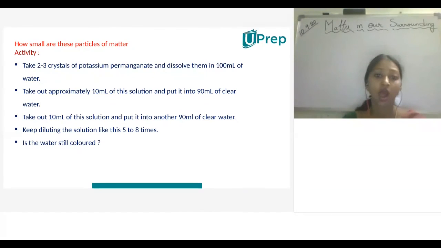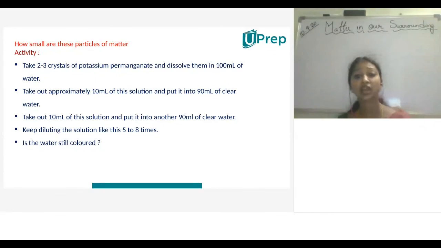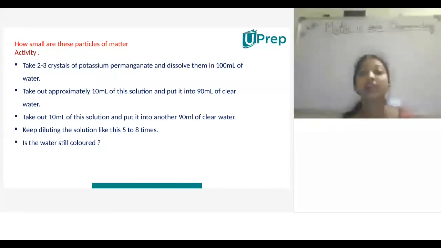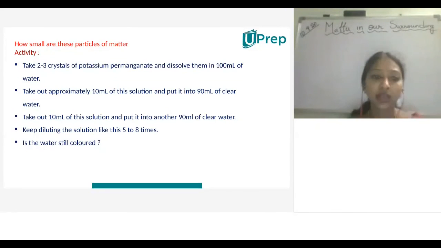Yes. Now, how small are these particles of matter? This is one of the properties of matter. First one, matter consists of particles. We discussed that is one property of matter. Second one, how small are these particles of matter? The evidence for this property is mainly based on an experiment.